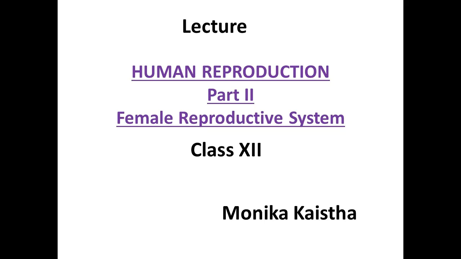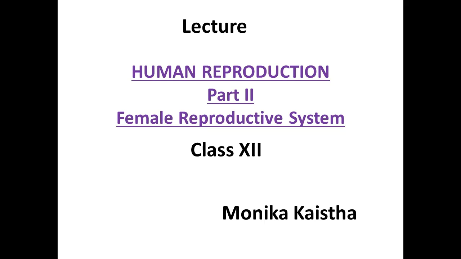So in the first lecture of human reproduction, we have already studied the male reproductive system. So this is the continuation of the same chapter, human reproduction. The topic is the female reproductive system.